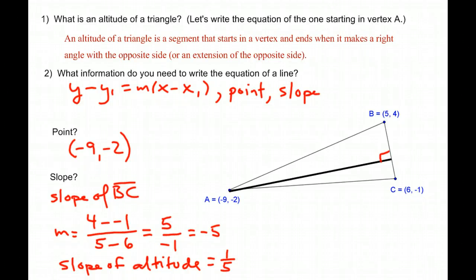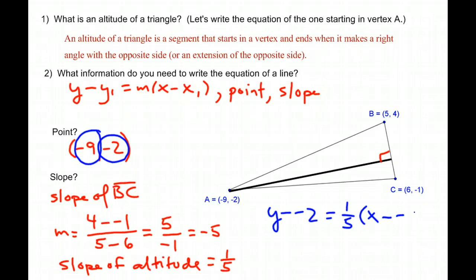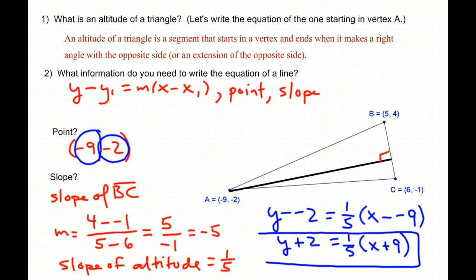All that's left to do is actually write the equation of the line. So I'm going to begin by writing y minus y1. That's the y coordinate of the point you selected. y minus a -2 is equal to 1/5, parentheses, x minus the x coordinate of this point. Let's neaten this up a little bit so we get rid of the double negative. So it's y plus 2 equals 1/5, parentheses, x plus 9. There is your equation of the altitude.